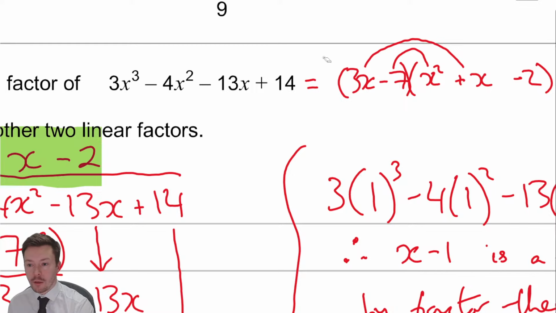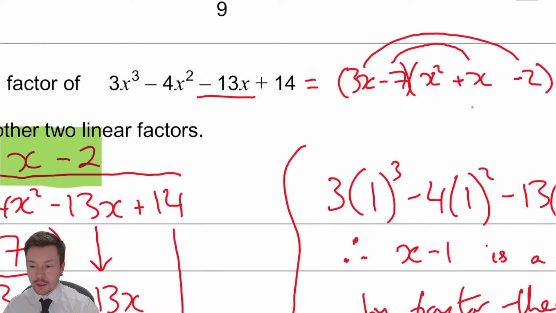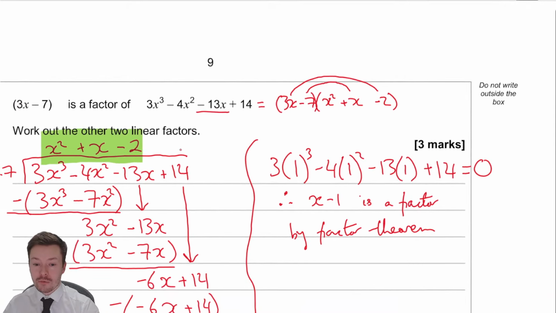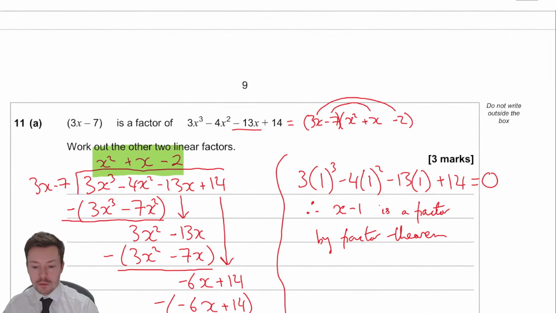And if you looked at the other term, so if we looked at, and let's pretend we don't know it's plus x, if we looked at minus 13x, well, we've got minus 6x from 3x times by minus 2. We need another minus 7x to get minus 13x. So this would have to be times by x. And then you just factorize that second bracket, okay? So there's 3 ways really you can do that problem. Right, zoom out slightly more.